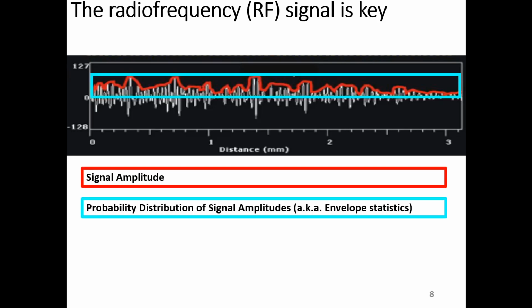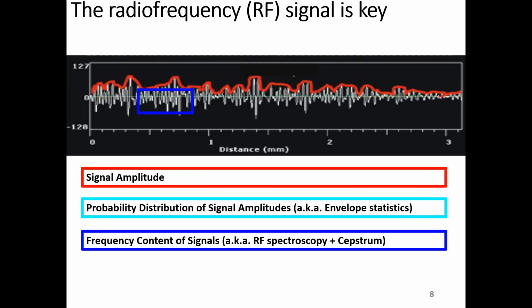And the ones that I'll be talking about today is the probability distribution of these signal amplitudes, also known as envelope statistics. And the other component is the frequency content of these signals. And those fall under the category of RF spectroscopy and Cepstral analysis. And I will be explaining in the next slide the details of how these techniques are actually utilized.